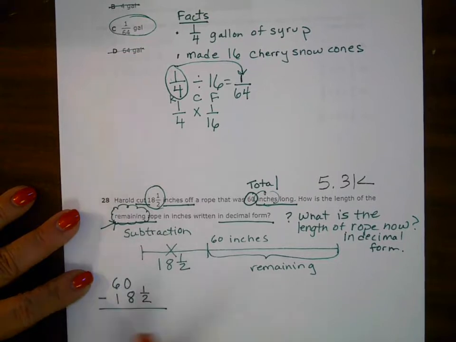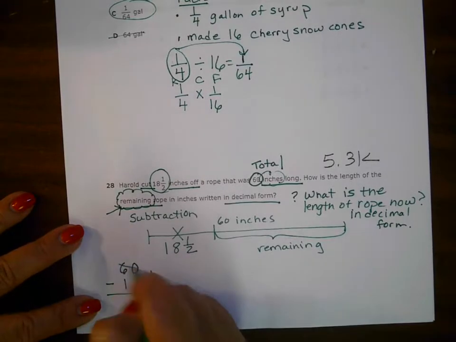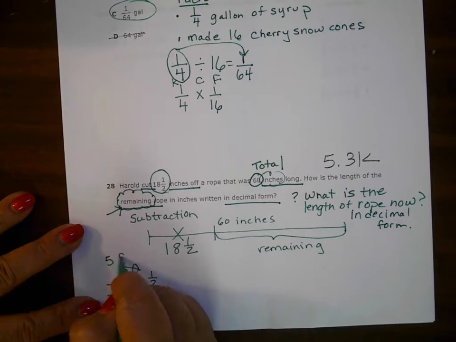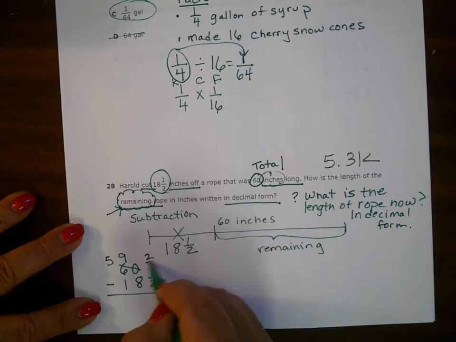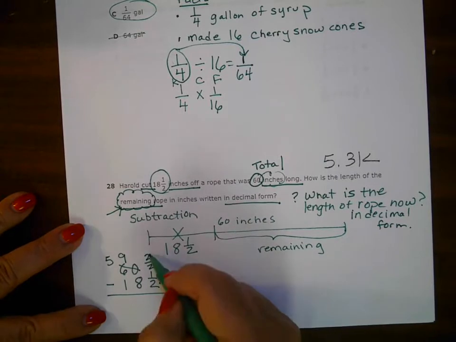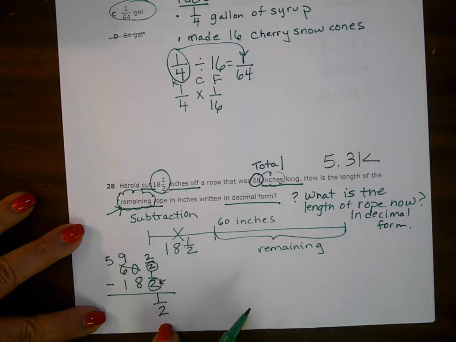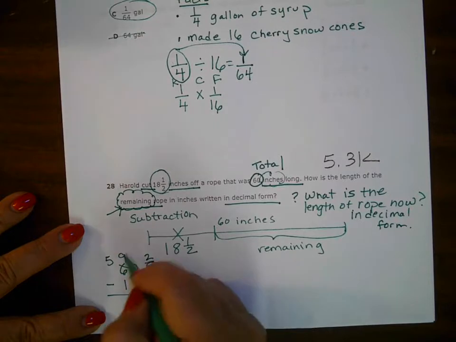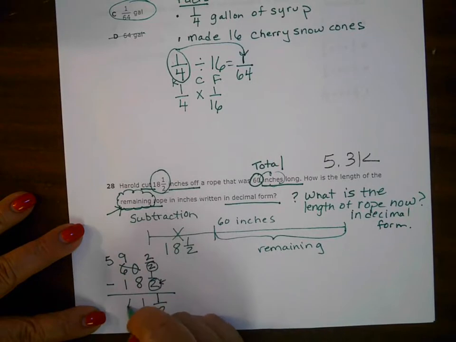We've already learned how to subtract out mixed numbers. I have 1/2, can't take anything out of that, so I need to regroup. This now becomes 59. And now, because my denominator is 2, this can be 2 over 2. So what is 1 minus, I'm going to put my 2 for my denominator. Remember, know your denominators. 2 minus 1 equals 1. So that is my new fraction, 1/2. 9 minus 8 equals 1. 5 minus 1 equals 4. So the answer is 41 and 1/2.